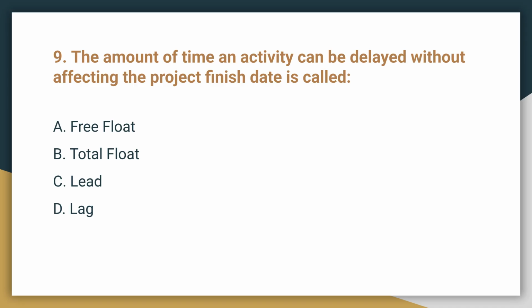Question 9. The amount of time an activity can be delayed without affecting the project finish date is called. The correct answer is B, total float. Total float is the maximum delay an activity can tolerate without delaying the project completion date.